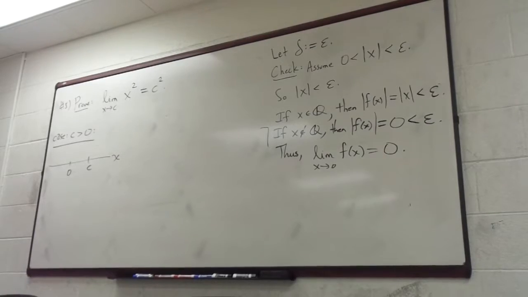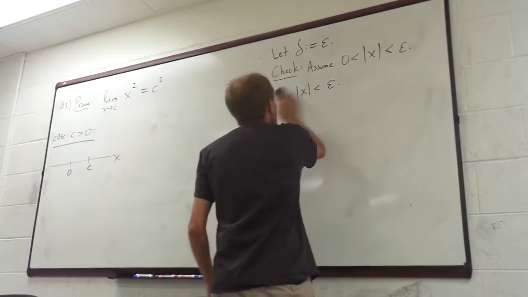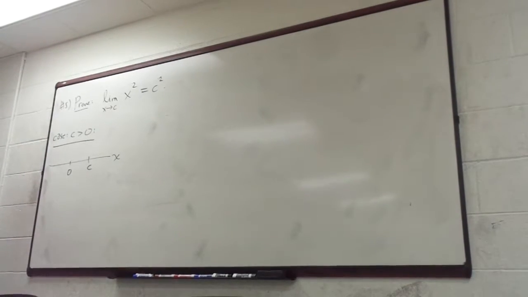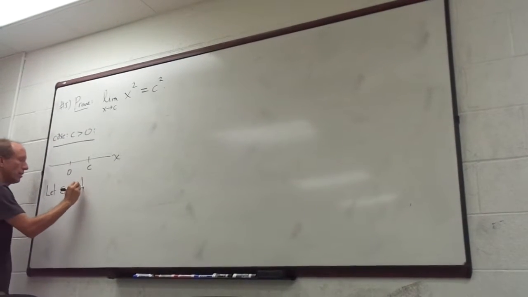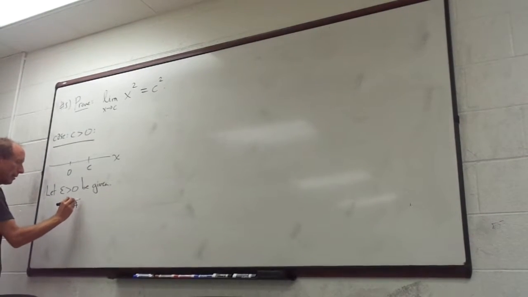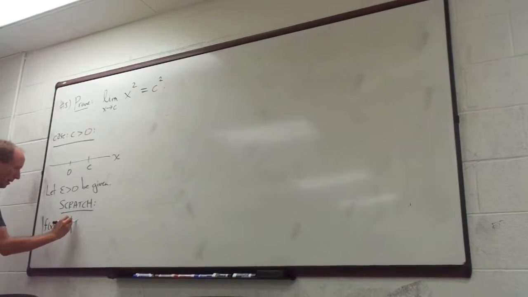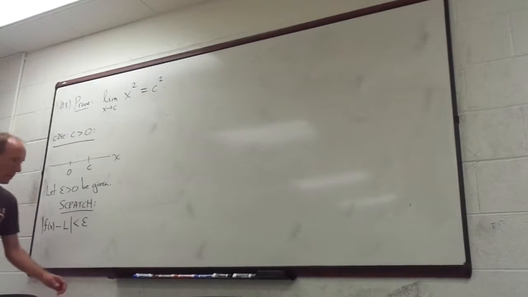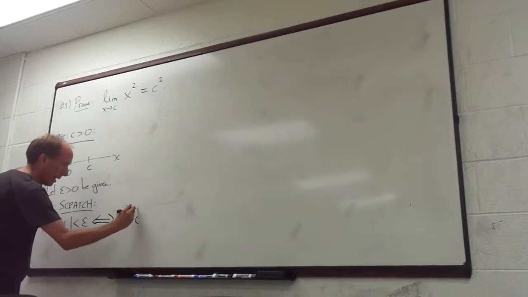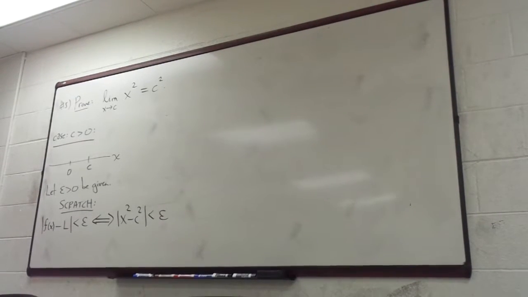And we want to prove this. Okay. So, as usual, we need to let epsilon greater than 0 be given, and use the definition. Then of course we're going to do our scratch work here. On the scratch work, we're going to be looking at the absolute value of f of x minus L less than epsilon. In this case, the L is just c squared and the f of x is just x squared. So I'm just going to put those values in right away: absolute value of x squared minus c squared.